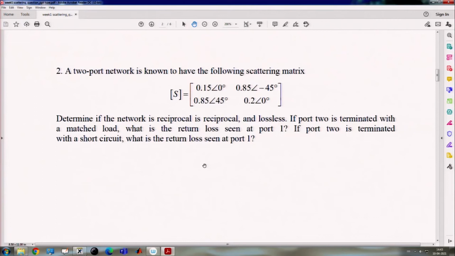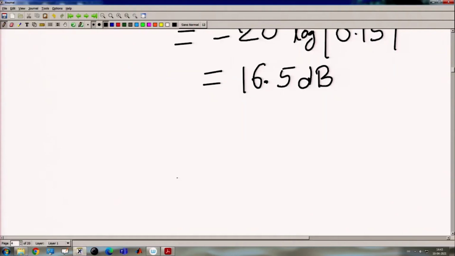Next part is, if port 2 is terminated with short circuit, what is the return loss seen at port 1. So, we have already solved the second part. If port 2 is terminated with a match load, that is 50 ohm, then V2 plus will equal 0 and gamma will equal S11. Now, in the next part, port 2 is terminated with short circuit. For this case, we have to find out the return loss.